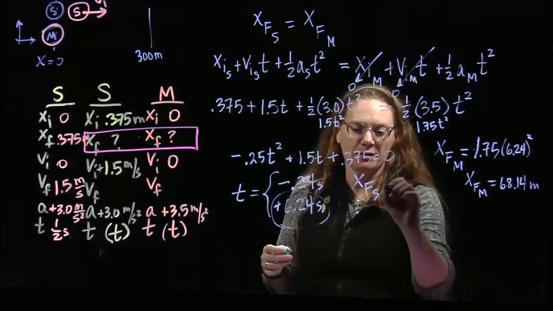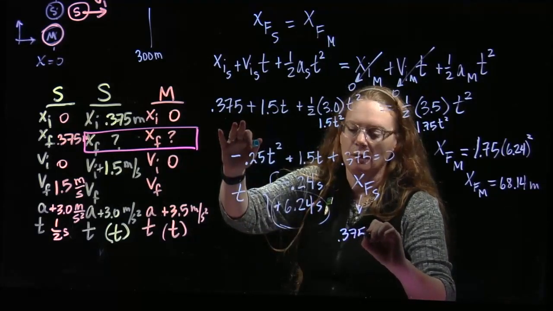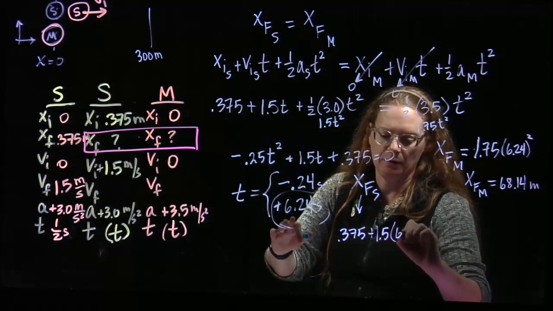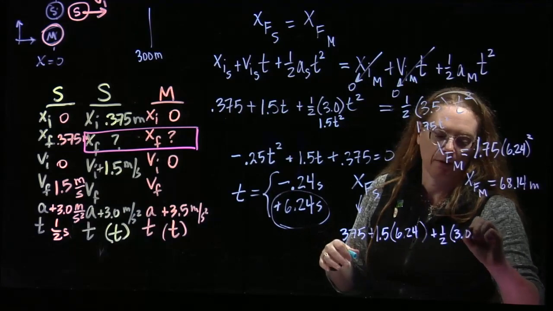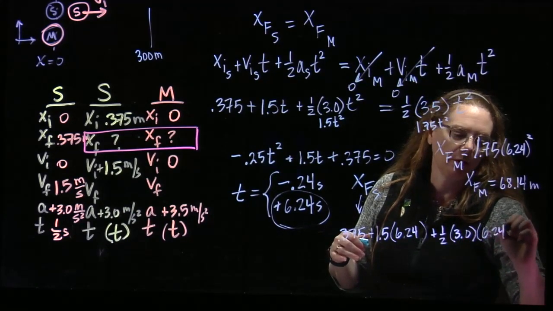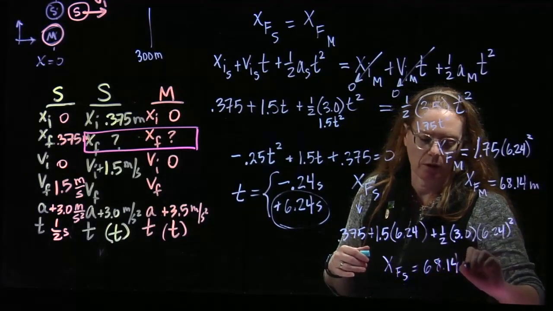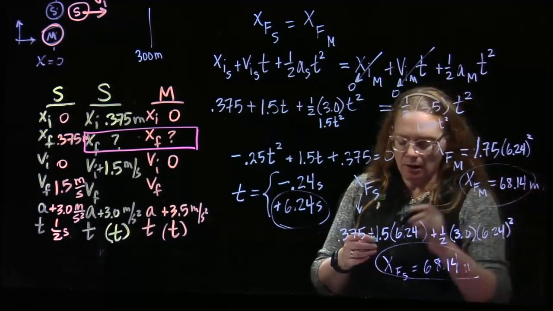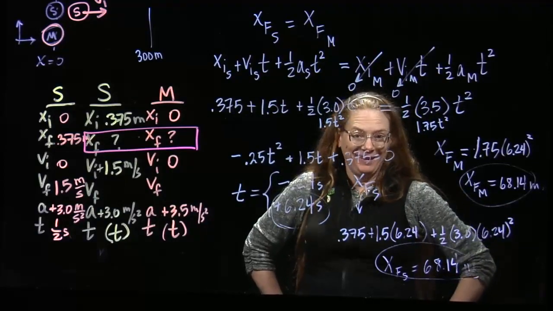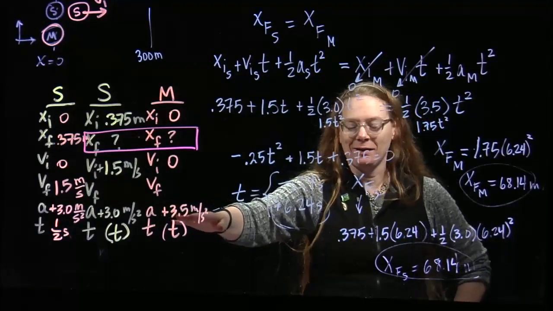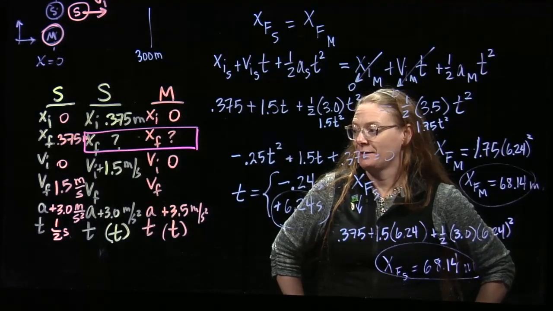And then here, x final for the smart car, that's going to be 0.375 plus 1.5 times the time, 6.24, plus 1/2 of 3.0 times time squared, 6.24 squared. X final for the smart car is 68.14. All right. They match up, which means we probably did it right. And is it a reasonable number? I guess so. Even though it looks like not much more acceleration, apparently it counts for a lot with that 1/2 second of head start.